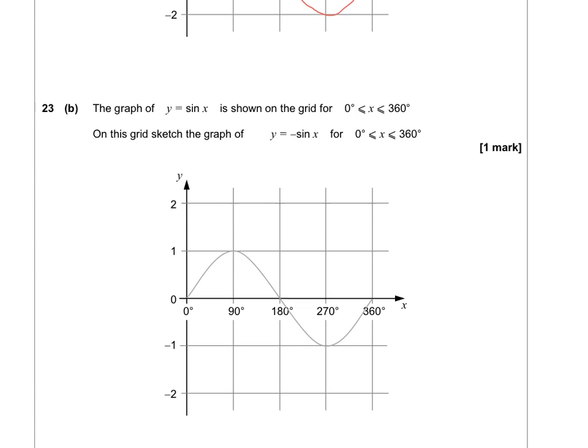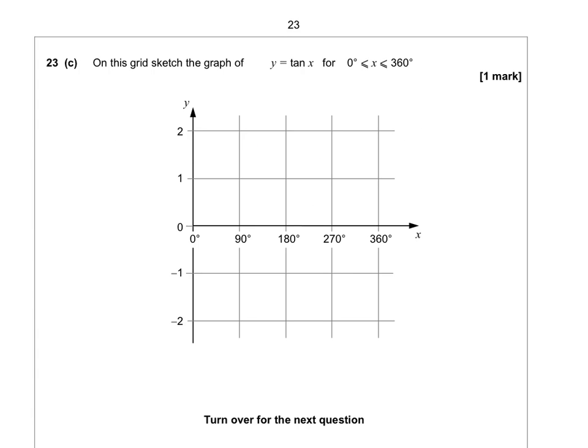Question 23, part B. The same graph of y equals sine x is shown. We now need to sketch y equals negative sine x. This is a reflection in the x-axis, which means that our sketch should look like this.